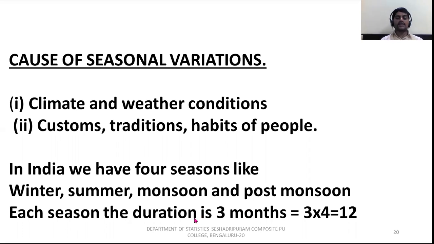Four seasons are there. One is called winter season, one is called summer season, one is called monsoon season, and one is called post monsoon. These are all time points only. We consider winter, summer, monsoon, and post monsoon as variables. Using this type of time point as a variable, we have to predict the future value. That is what we call time series.